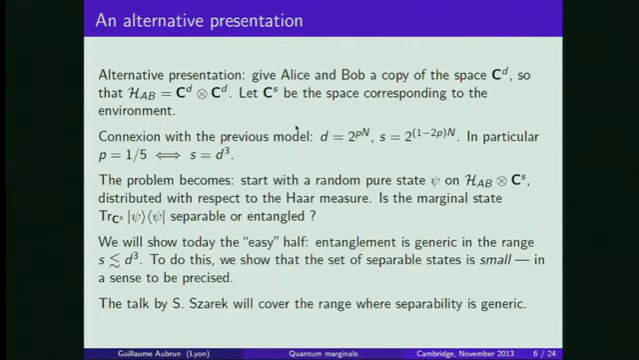So actually, today I will show only the easy half of our result. So we have two regimes. I will show that the entanglement is generic in the range when the environment is smaller than d cubed. And to do this, we will show that the set of separable states is small in a sense to be made precise. And tomorrow, Stanisław Szarek will give a talk in which he will cover the other range and show that separability is generic beyond this threshold. But I won't talk about this.